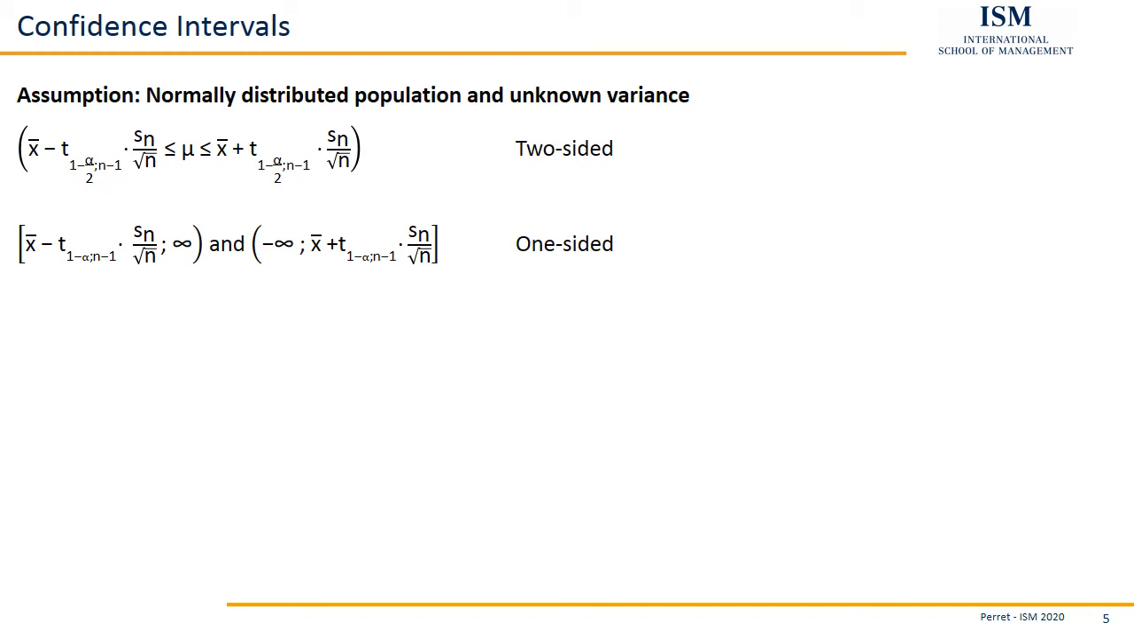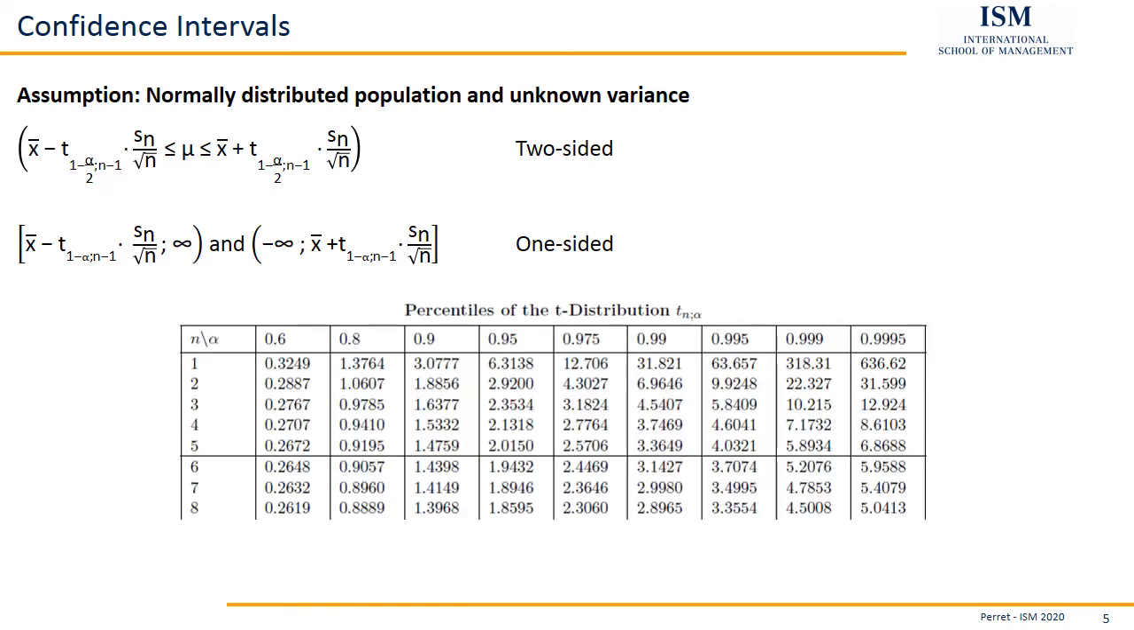The first part is the same as 1 minus alpha half for two-sided, or 1 minus alpha for one-sided. Then we have n minus 1. That's the so-called degrees of freedom. Degrees of freedom depends on how many observations I have. Then I have to look those values up in a table. However, in this case, due to the fact that we have more degrees of freedom, it is a bit larger than the one from before. So that's here our percentiles of the t-distribution.